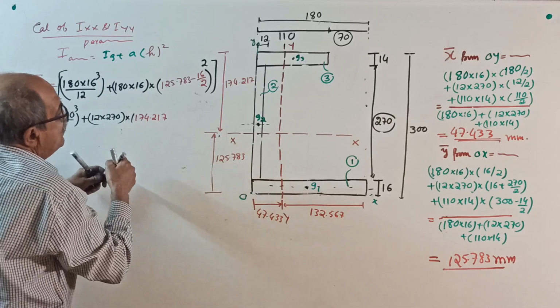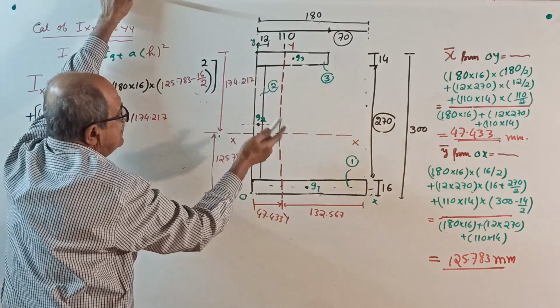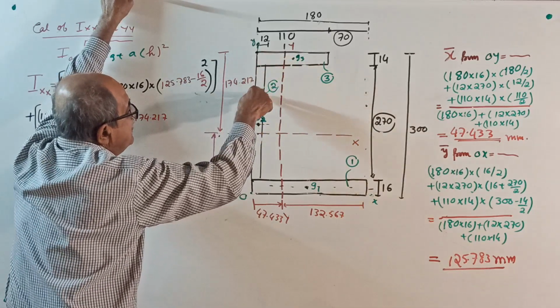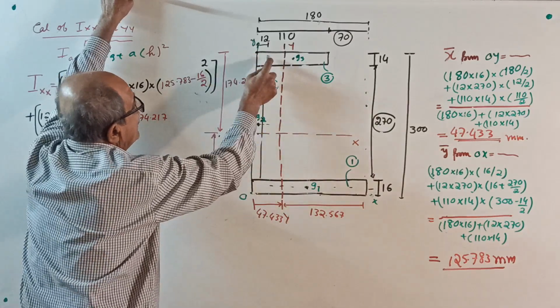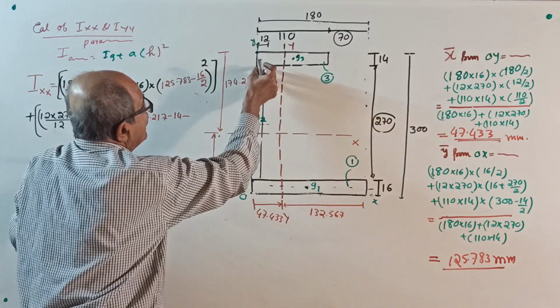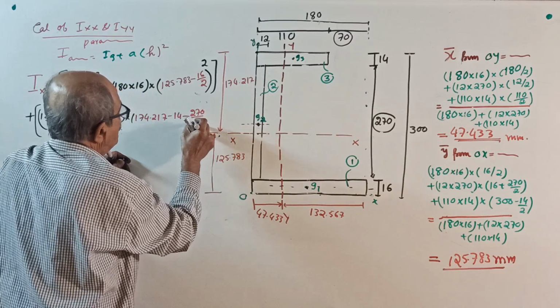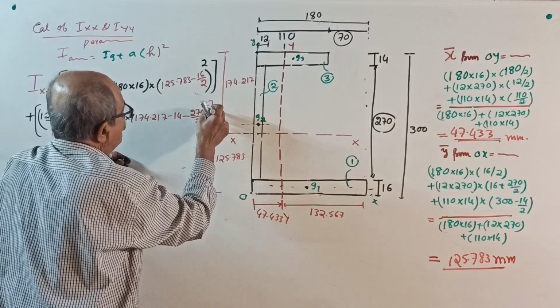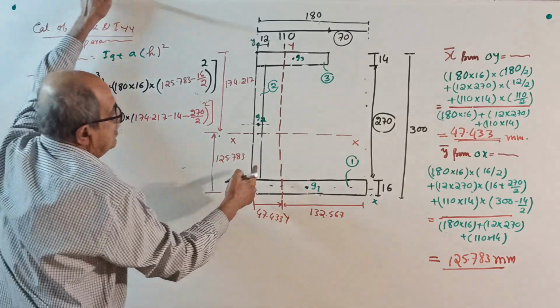174.217 is from the topmost edge to here. So from this distance, subtract this distance, and you will get this distance. So from this distance, subtract 14. Subtract 14, and also subtract up to the midpoint here, 270 by 2, by 2 whole square. Okay, that also is over. Plus one more, the last one.